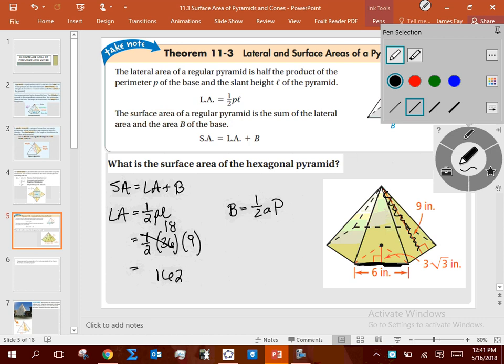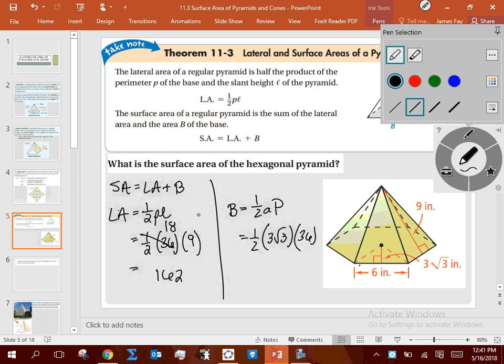The lateral area is the sum of these 6 triangles. That work right there is finding the lateral area. Now I want to find the base. So 1/2. What's your apothem here? 3 radical 3. Again, if I'm asking you to find the surface area, they're probably going to hide the apothem from me. They're going to make me work for that a little bit. What is the perimeter?